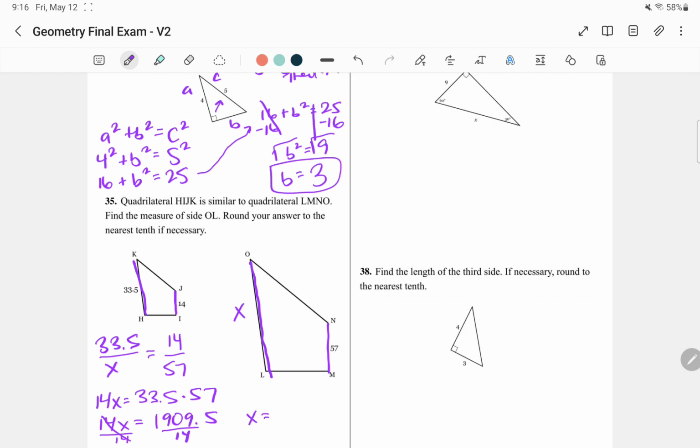So I'm going to divide by 14. And my answer is 0.136. Rounded to the nearest tenth is 0.4.